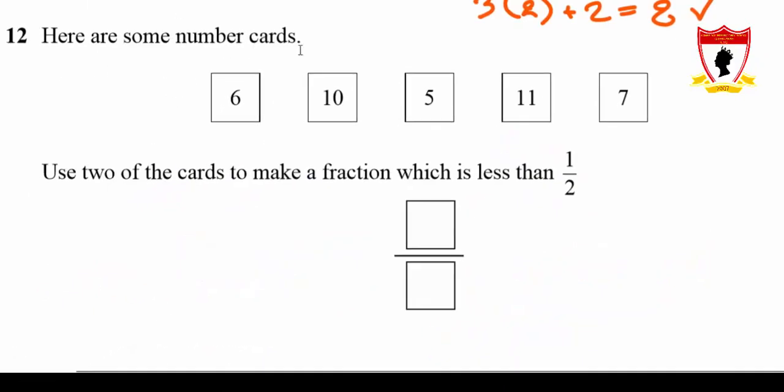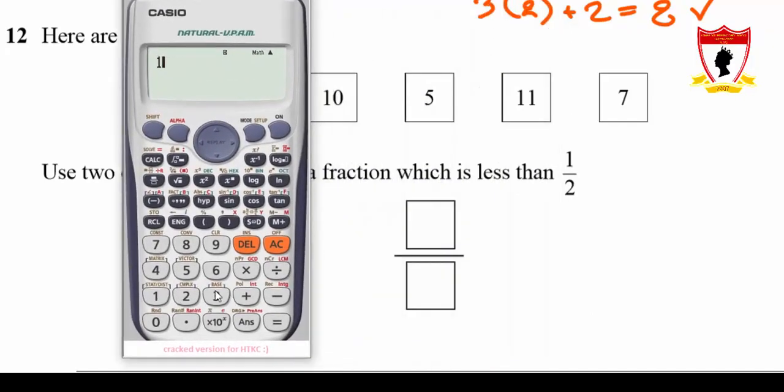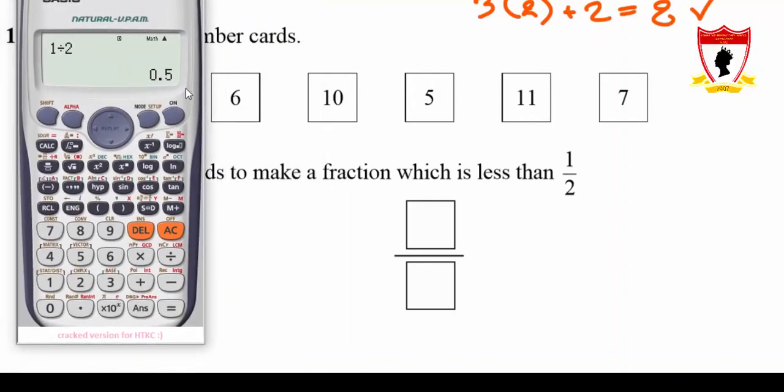Here are some number cards, 6, 10, 5, 11, and 7. Use 2 of the cards to make a fraction which is less than 1 over 2. It's clear that 1 over 2 is equal to 0.5. 1 divided by 2 is 0.5. So we need 2 of these numbers. When we divide them by each other, we get something less than 0.5.